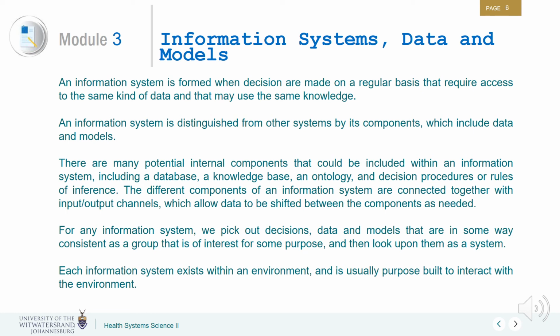For any information system to work, we need to pick out decisions, data, and models that are in some way consistent as a group, that is of interest for the purpose of that system, and then look upon them collectively as one system. So each information system exists within an environment and is usually built with a purpose to interact in a particular way with that environment.